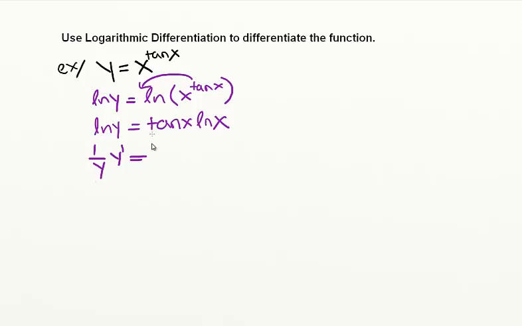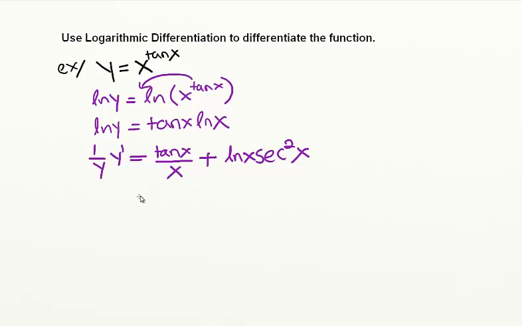Then we go to the right side, and this is just going to be a product rule. So we're going to take our first function, tangent of x, and we're going to multiply it by the derivative of natural log of x, which is 1 over x. Then we're going to add to it our natural log of x times the derivative of tangent of x. Well, that's secant squared of x, if you remember your derivatives of your trig functions.